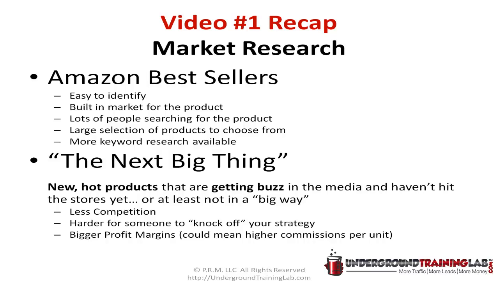You want to be the first one to the market with these products because there's less competition, and it's harder for someone to knock off your strategy. It's for one simple reason. It's harder to become an affiliate for the next big thing. So it's harder for people to step in and knock off your strategy. But it also means there's bigger profit margins in new products. Typically, new products have higher profit margins built in them, which means stores such as Amazon can pay you a higher commission per unit. And we covered all those things in video 1.